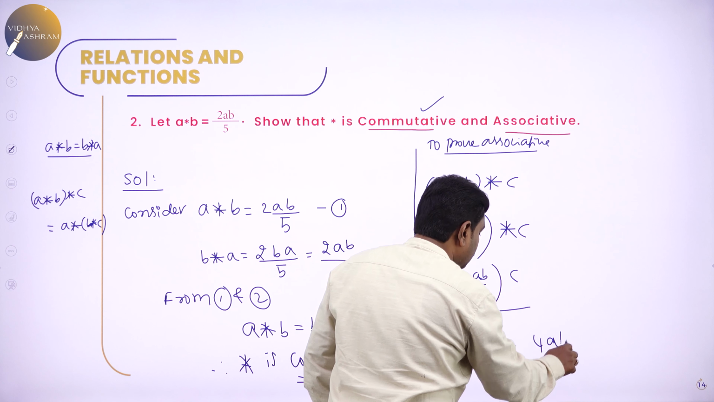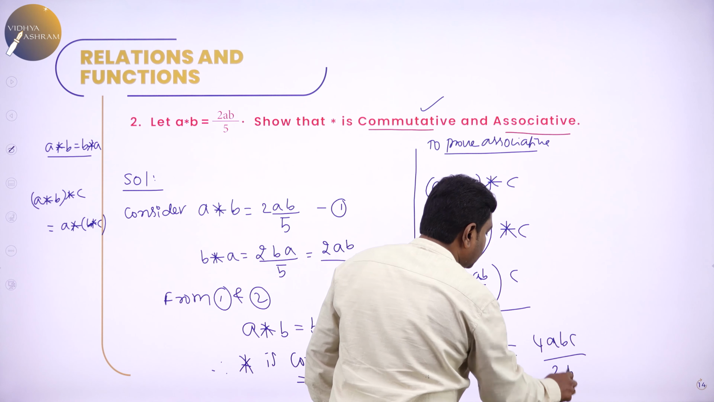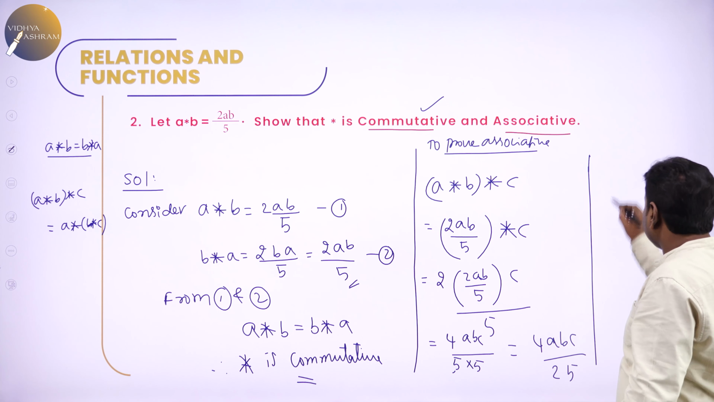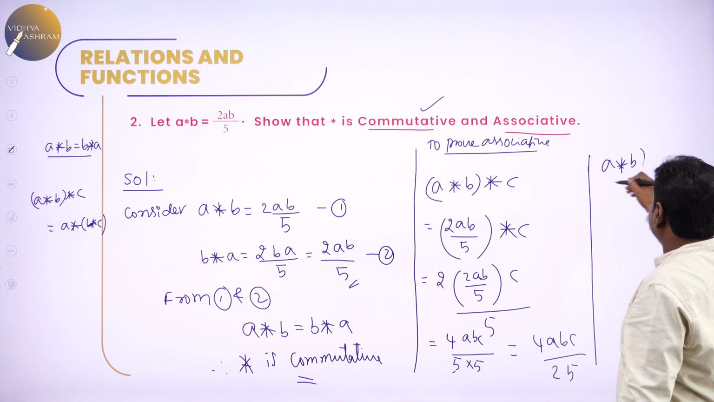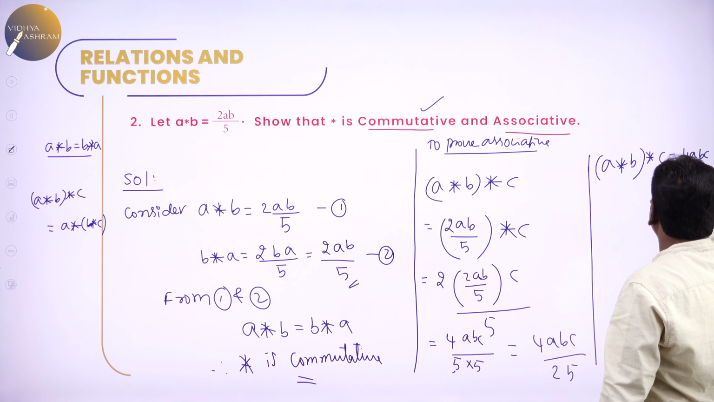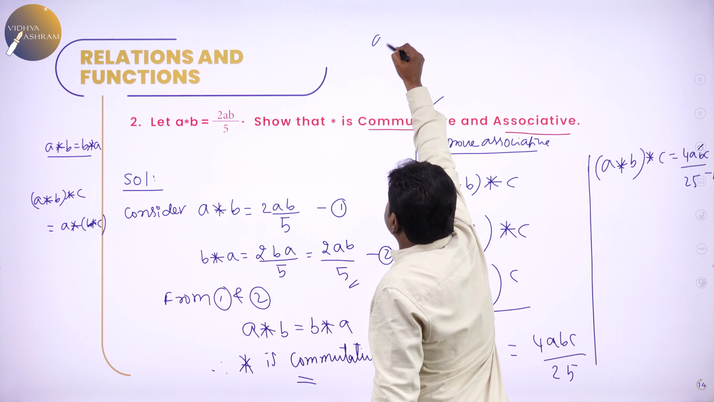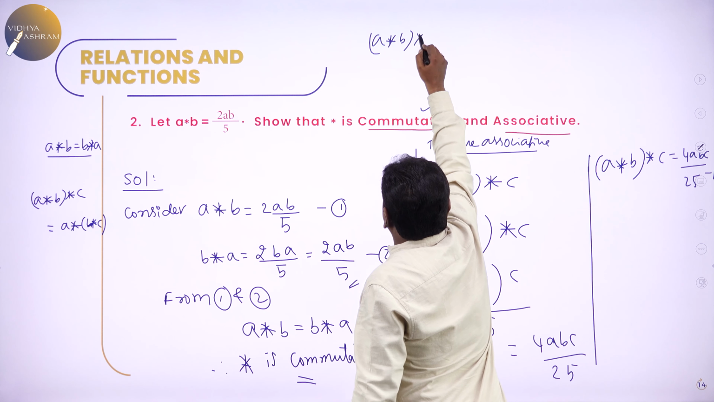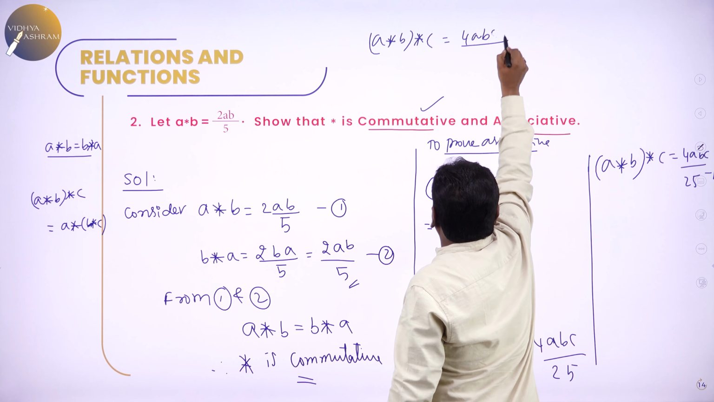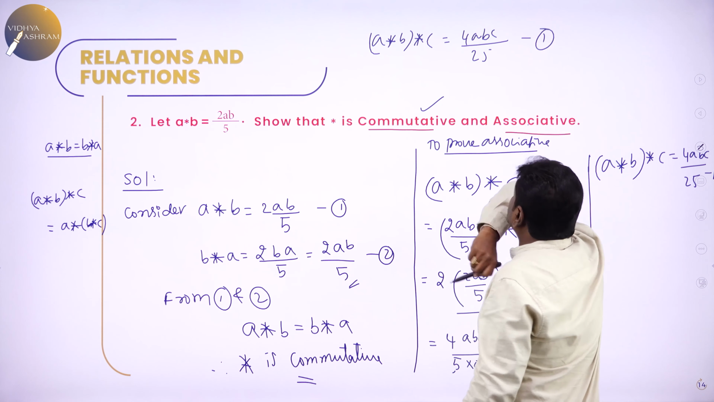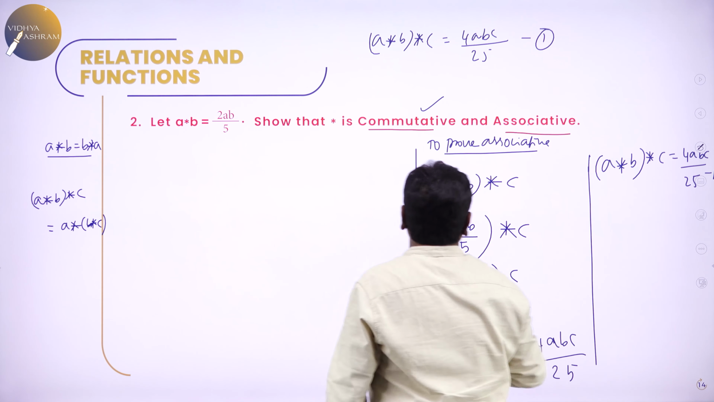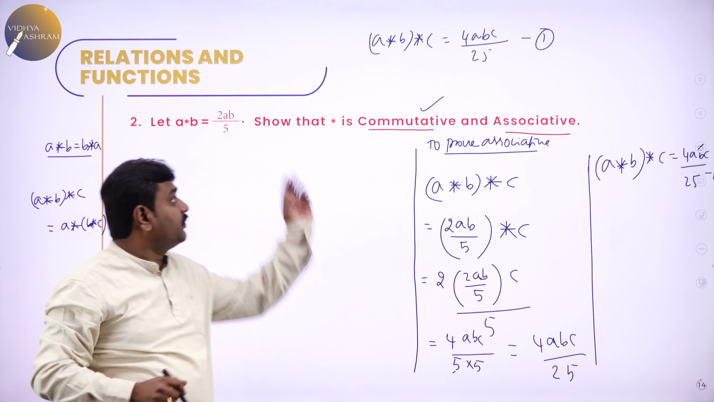4ABC by 5, 5 5s are 25. So now you got A star B star C. A star B star C value is exactly 4ABC by 25. Call it as equation 1. A star B star C is equal to how much you got here? That is 4ABC by 25. Call this as equation 1. So now we got A star B star C, we call it as equation 1.